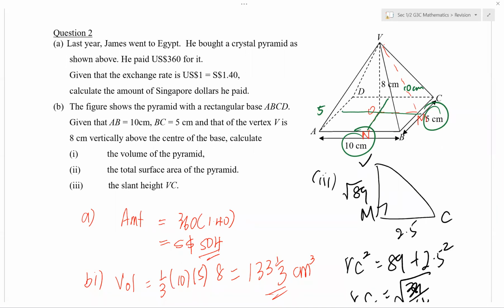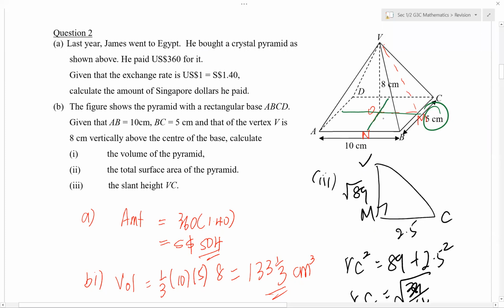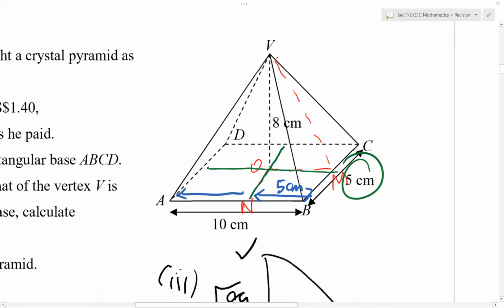Okay, once you've drawn that, you can see that the base rectangle is divided into 4 congruent rectangles. Exactly the same. And we know the dimensions of all these rectangles because they're just going to be half of the respective lengths on all sides. So let me use blue. Let's talk about this distance. This will be 5 cm. Likewise, this will be 5 cm. And clearly, this will be 5 cm. At the end, also 5 cm.